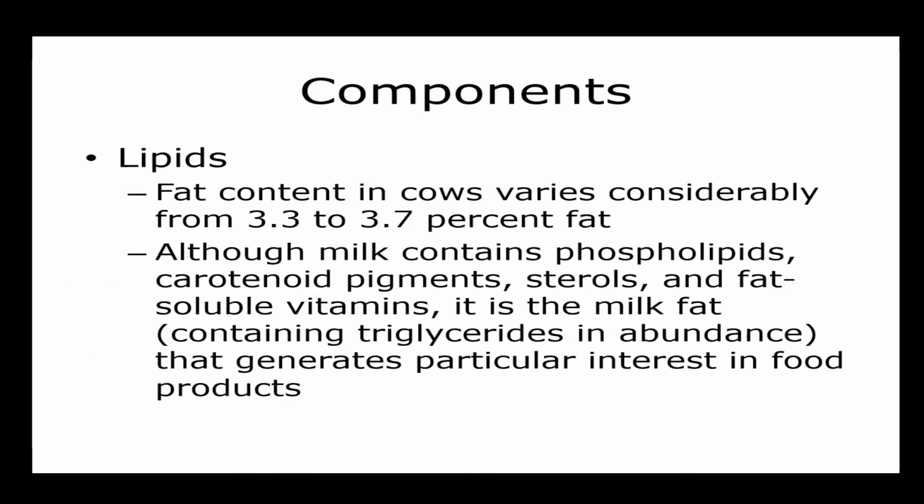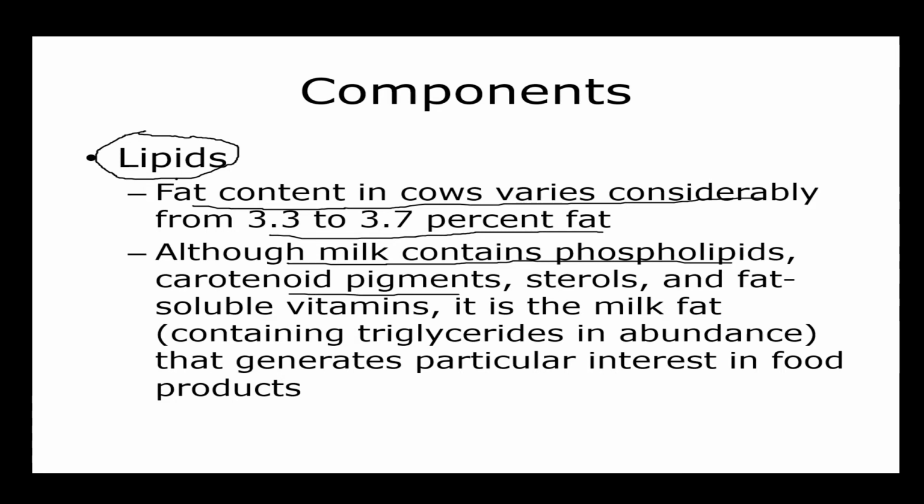So let's talk about the lipid or fat content first, and then we'll move to the other parts such as proteins and carbohydrates. The fat content in cow's milk varies considerably, from 3.3 to 3.7% fat. Although milk contains phospholipids, carotenoid pigments, sterols, and fat-soluble vitamins, it is the milk fat that generates particular interest in food products. It contains phospholipids and triglycerides in abundance.